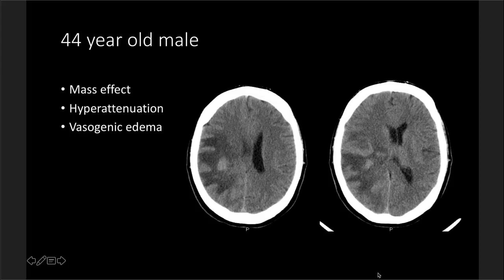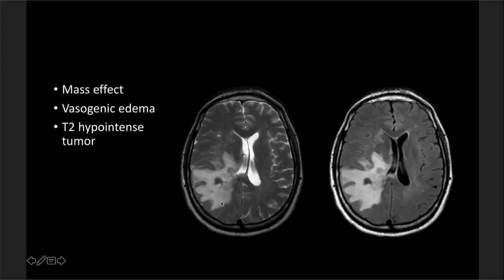Here we have T2 and T2 FLAIR images. On the T2 weighted images, we see that the nodular area of hyperattenuation on the CT scan is dark on T2. It has hypointense signal on T2. And this is something that we see with lymphoma. So dark, very dense hypercellular tumors can be dark on T2 weighted images.